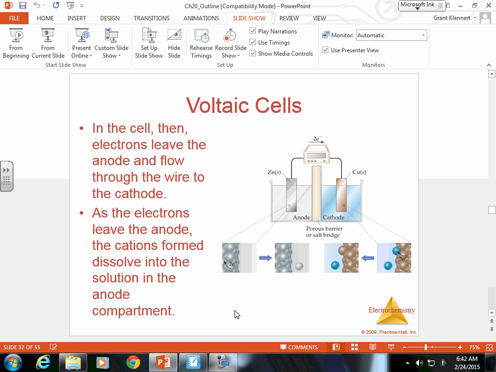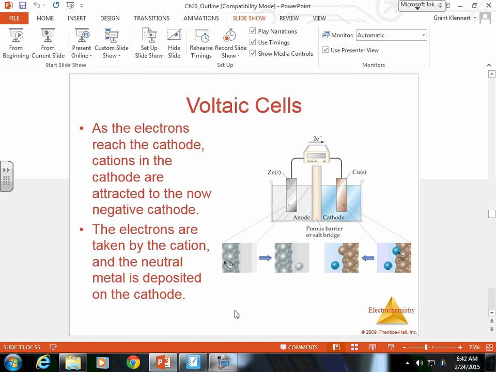So, in the cell, electrons leave the anode and flow through the wire to the cathode. As the electrons leave, the cations dissolve into the solution to make up for the loss of charge. The cations in the cathode are attracted to the negative cathode. The electrons are taken by the cation, and the neutral metal is deposited on the cathode.